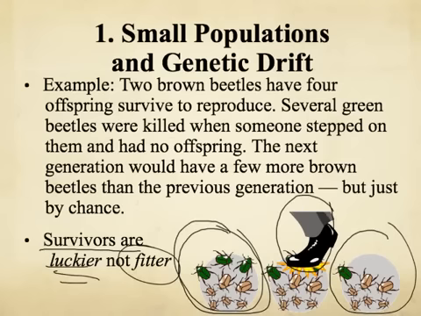Now, one thing I want you to think about, if this had been a humongous population of beetles, if I'd had 5,000 beetles and this guy smushed a couple, it wouldn't have been that big of a deal. I wouldn't have really changed the amount of brown versus green that I have in my gene pool. So as you can see, because this population is small, it's being more strongly affected by genetic drift.